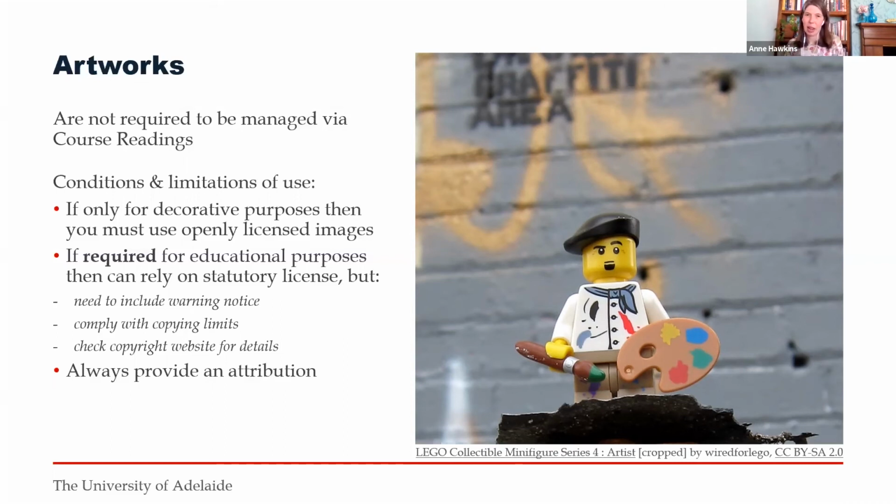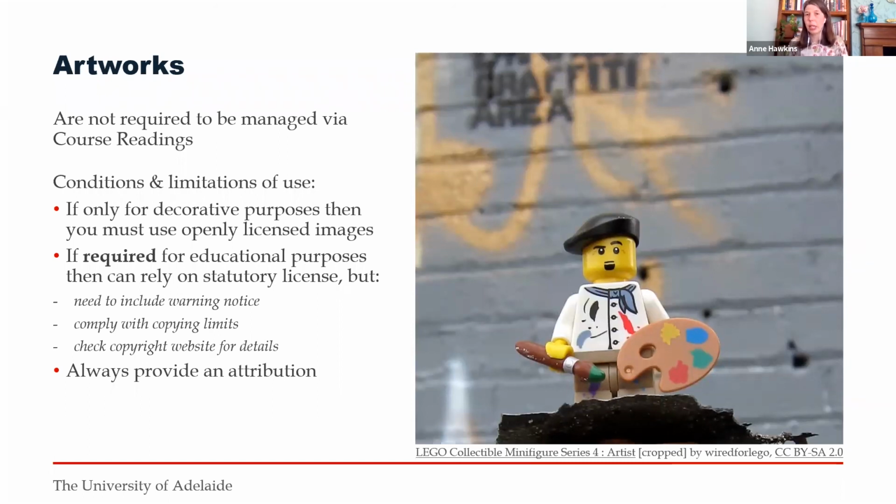Basically, I've used images throughout, but they're not really necessary. So you can see that all of the images that I've used have a Creative Commons license. If you require images for educational purposes, so for example, you're teaching medicine and there isn't an openly licensed anatomy image that you can use, then you can rely on the statutory license. But you just need to make sure that you comply with the conditions of the license. We've got those on the copyright website, so I'd recommend going there for details, but we don't require these images to be managed via course readings. So you can put them in your PowerPoint and upload directly to MyUni.